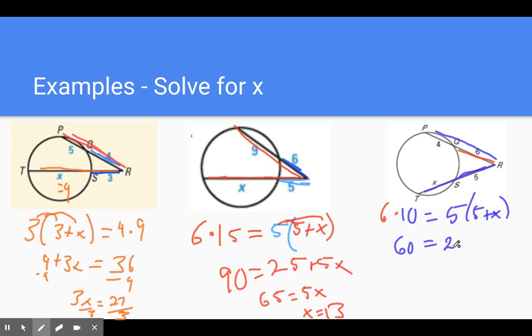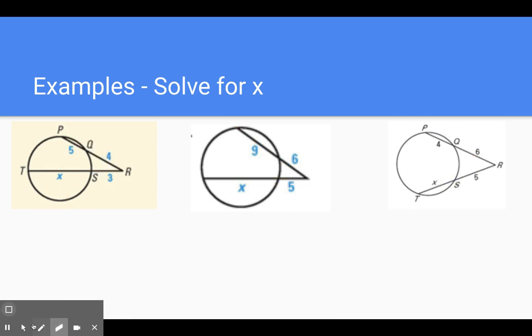5 times 5 is 25. 5 times x is 5x. All right, subtract 25 from both sides. 60 minus 25 gives you 35. So 35 is equal to 5x. Divide both sides by 5, and x is equal to 7. Okay, that's how you do those problems there.